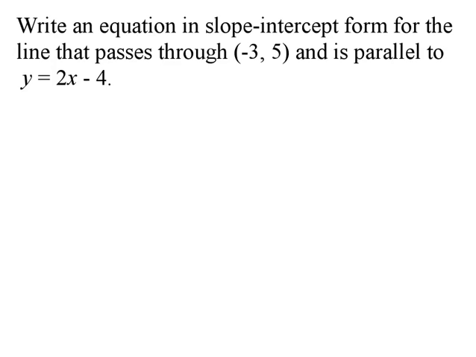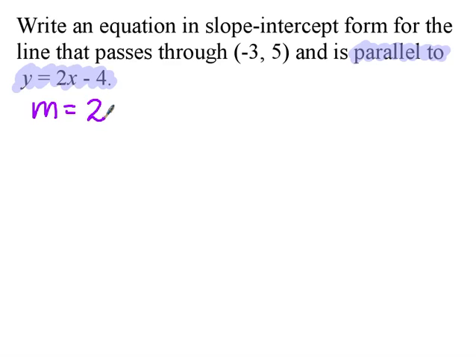The first thing we're going to start with is this statement: parallel to y = 2x - 4. It's the very first place we're going to start. Now, when it says parallel to, that means it has the same what? Slope. So what I need to do is find the slope of this line. What's the slope of this line? 2.